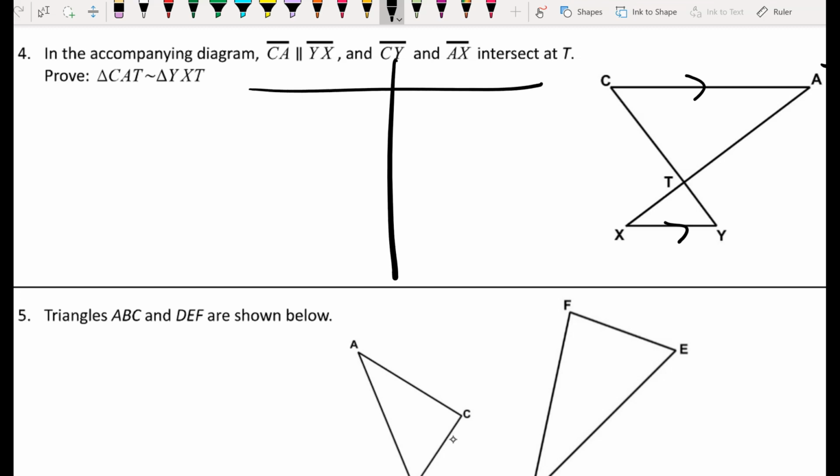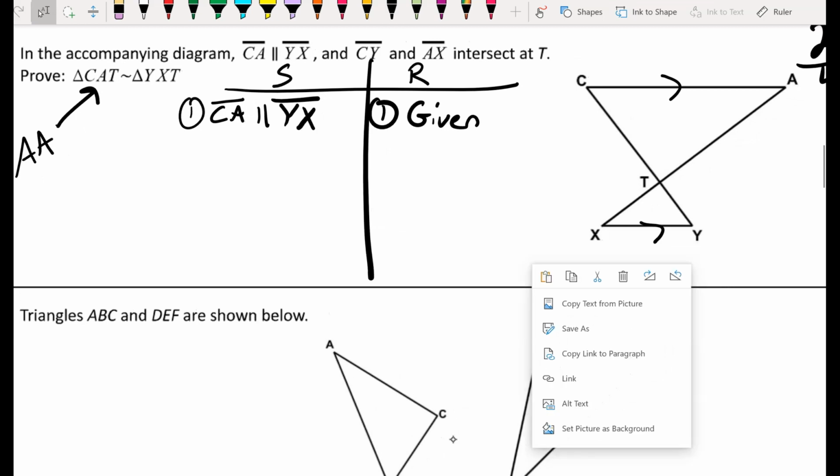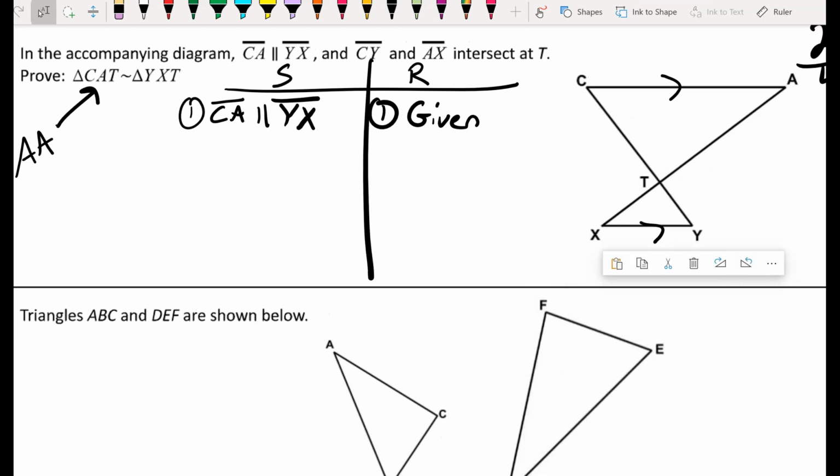I'm going to make my statement reason chart, and the only relevant thing I see in my givens is that segment CA is parallel to segment YX. And I know that because it's given. Now my goal for proving the two triangles are similar is that for a Euclidean proof, I really, for the most part, want to show that I have two pairs of congruent angles. And there's a lot going on here. I want to think about why they told me that those segments were parallel.